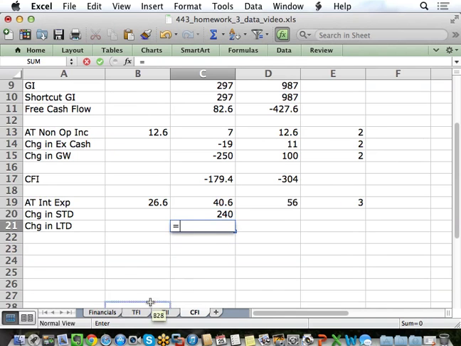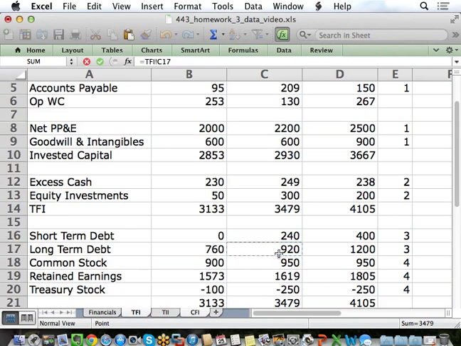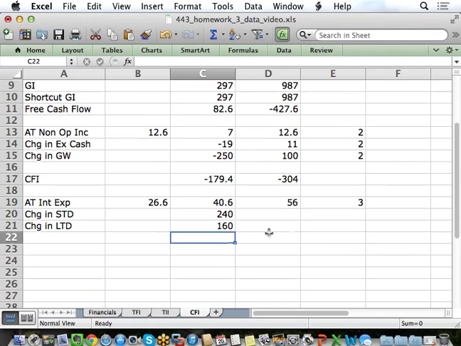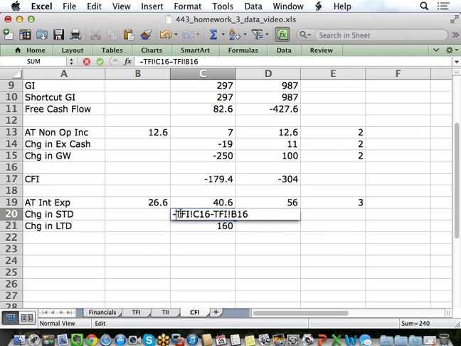And long-term debt went from 760 to 920. All right, so let's think about this. If I am increasing my short-term debt by 240, that's bringing cash into the firm. Should that be a positive or a negative sign on this side of the statement? Should be a negative sign because I'm bringing cash into the firm, right, to finance that negative cash deficit. So I have to flip the sign here. So when I increase my short-term debt, it's a negative on this side of the statement. Same thing when I increase my long-term debt, it's a negative on this side of the statement.